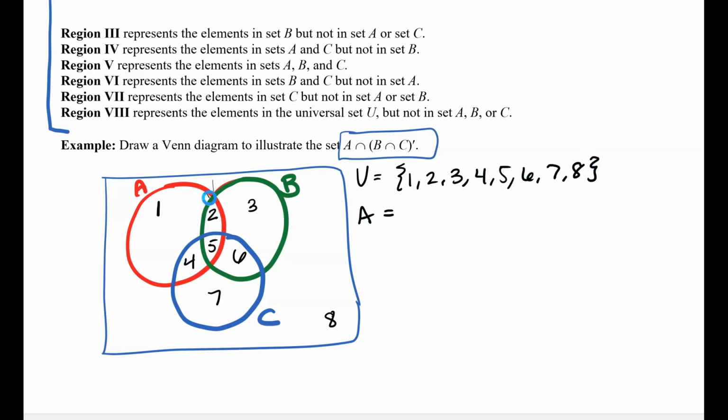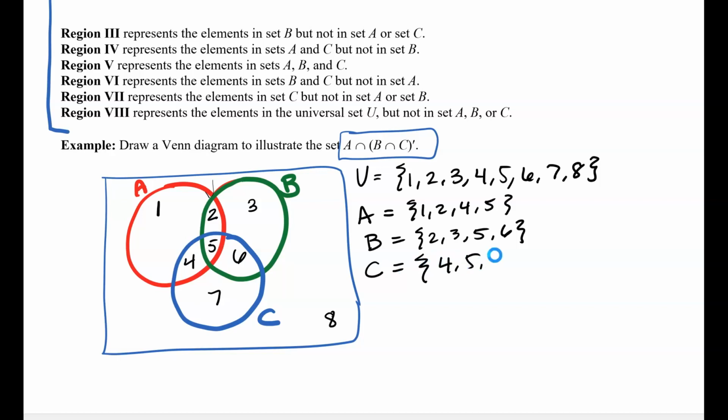A would be any number in that red circle. So 1, 2, 4, and 5. B is any number inside the green circle. So 2, 3, 5, 6. I'm choosing to write them in an ordered way. You don't have to. C would be everything in the blue circle, so 4, 5, 6, 7. Okay, and then notice 8 is by itself, so it's not included in A, B, and C, which it shouldn't be. So these are the sets.